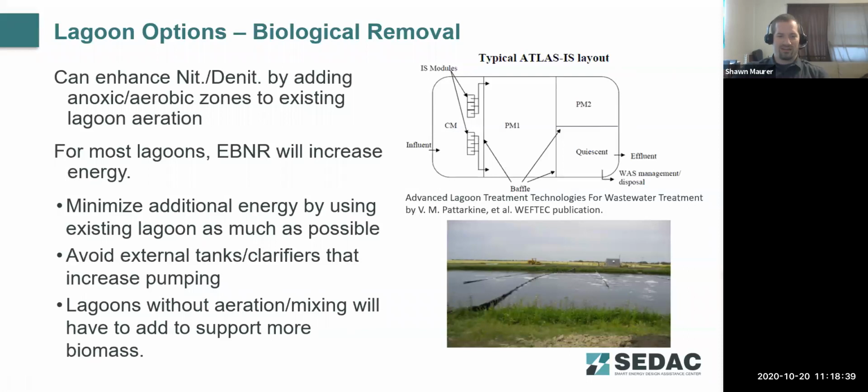Lagoons that do not have aeration and mixing already will generally have to add some in order to support the biomass needed to do enhanced biological nutrient removal. So if you've got a facultative lagoon or a partially mixed lagoon, more than likely you're going to have to add an aeration system or mixing system in order to support the microbial life needed to do enhanced removal strategies.